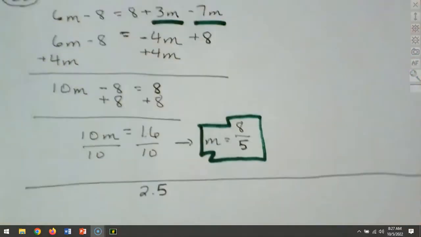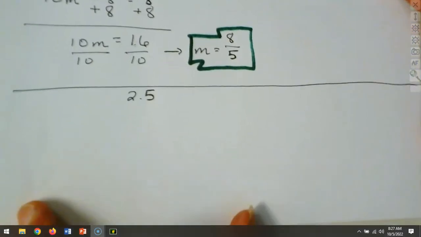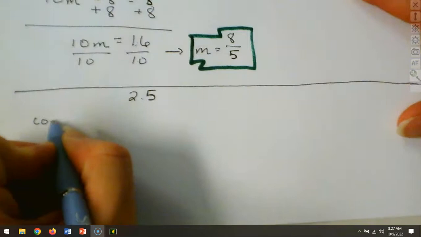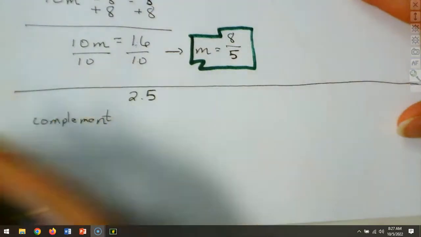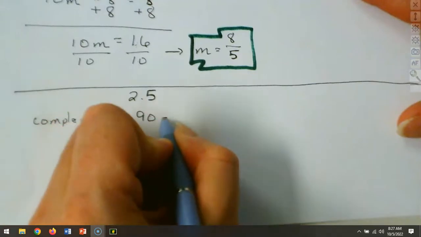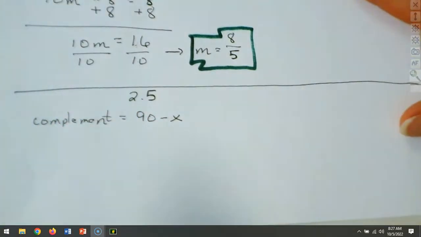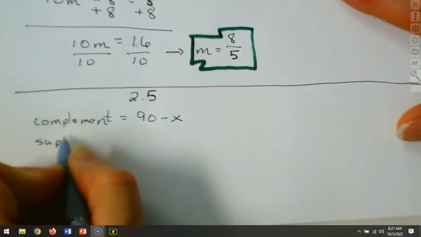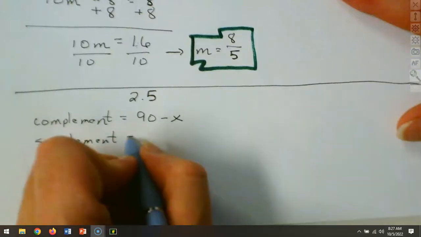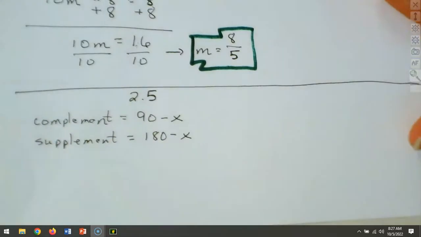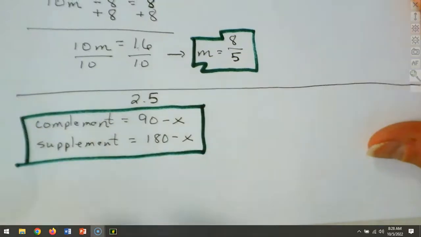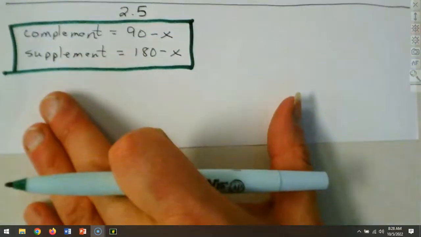Let's review a bit of the terminology. We looked at angles. When we talked about angles last class period, we talked about the complement. And the complement was 90 minus x, right? Remember that because we'll need these definitions. And we also needed the supplement. And what was the supplement? 180 minus x. So make sure you have those because we're going to need them here in a moment.